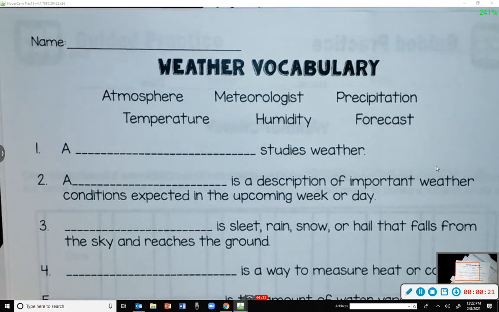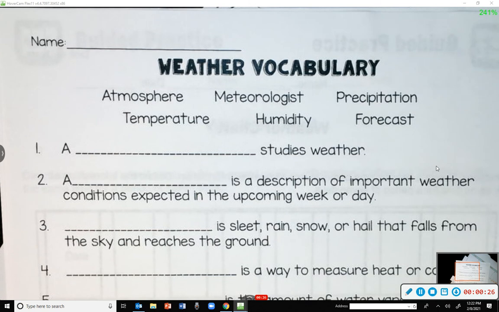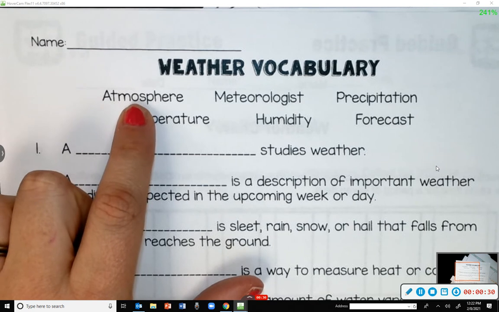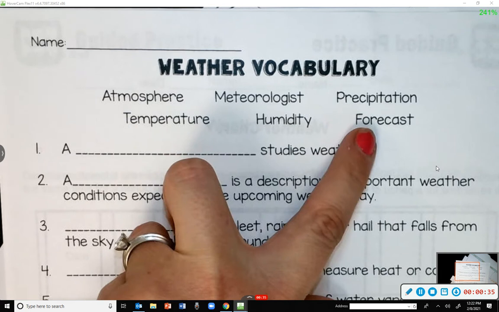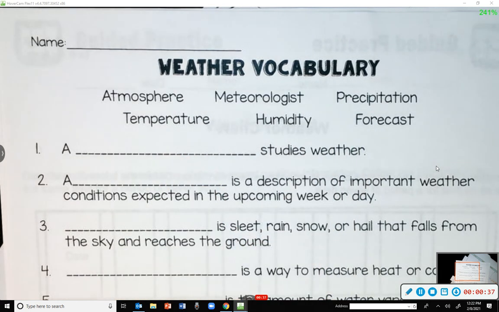Are we ready? Yes. Okay. Number one says a blank studies weather. So what would make sense? Atmosphere, temperature, meteorologist, humidity, precipitation, or forecast? What is the person called that studies weather? Javan? Meteorologist. Good. So meteorologist is number one.